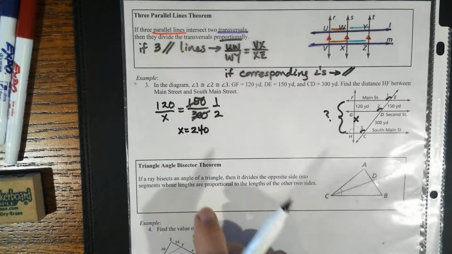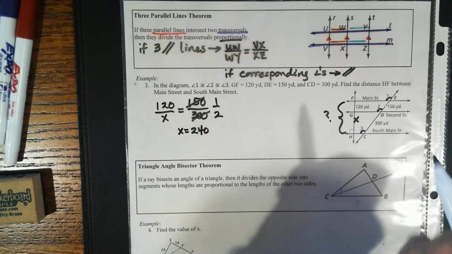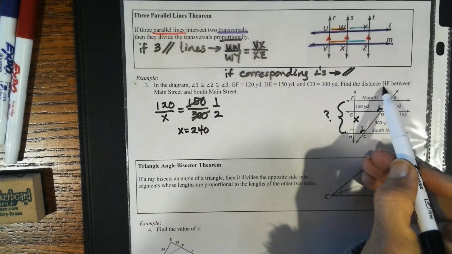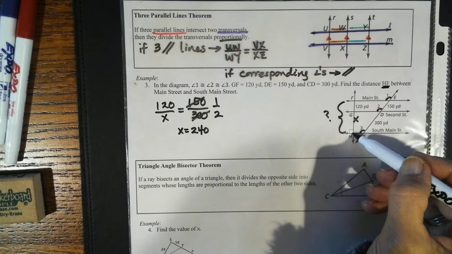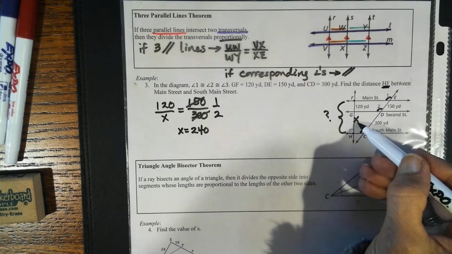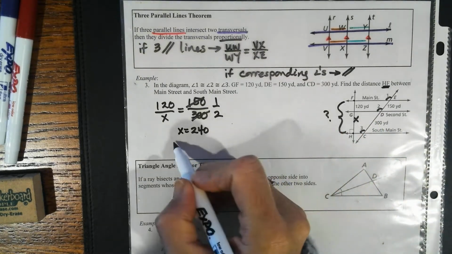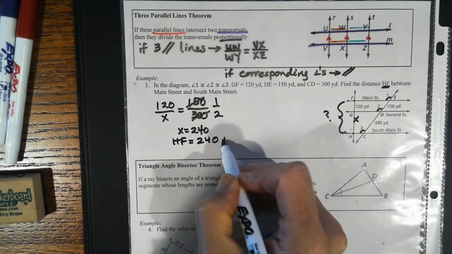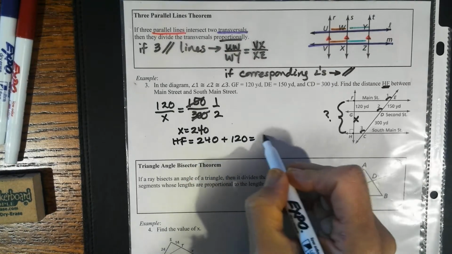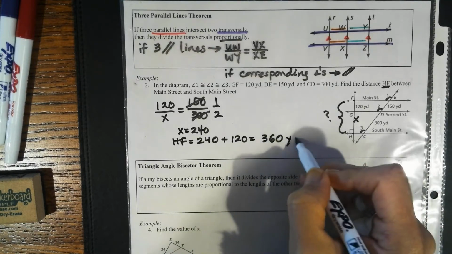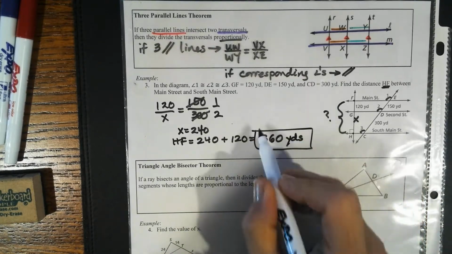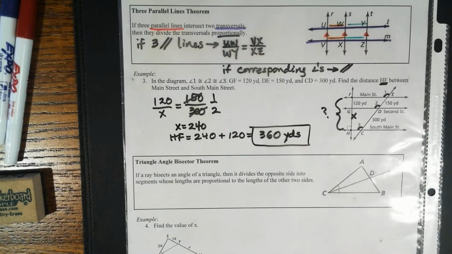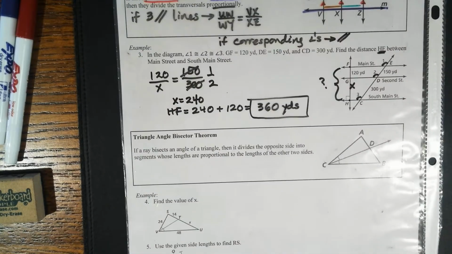Now, I don't think I answered the question yet because it says find the distance HF. So HF is from here to here. What I found was x. So HF is equal to 240 plus 120. So that would be 360 yards. And that's the answer that we put in. Remember, always answer the question being asked.